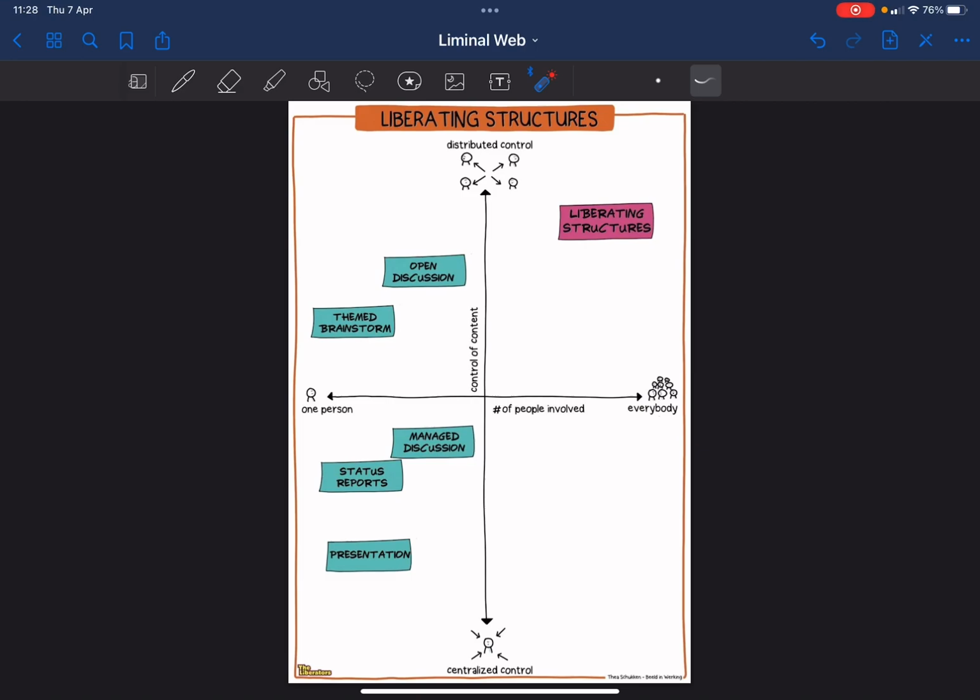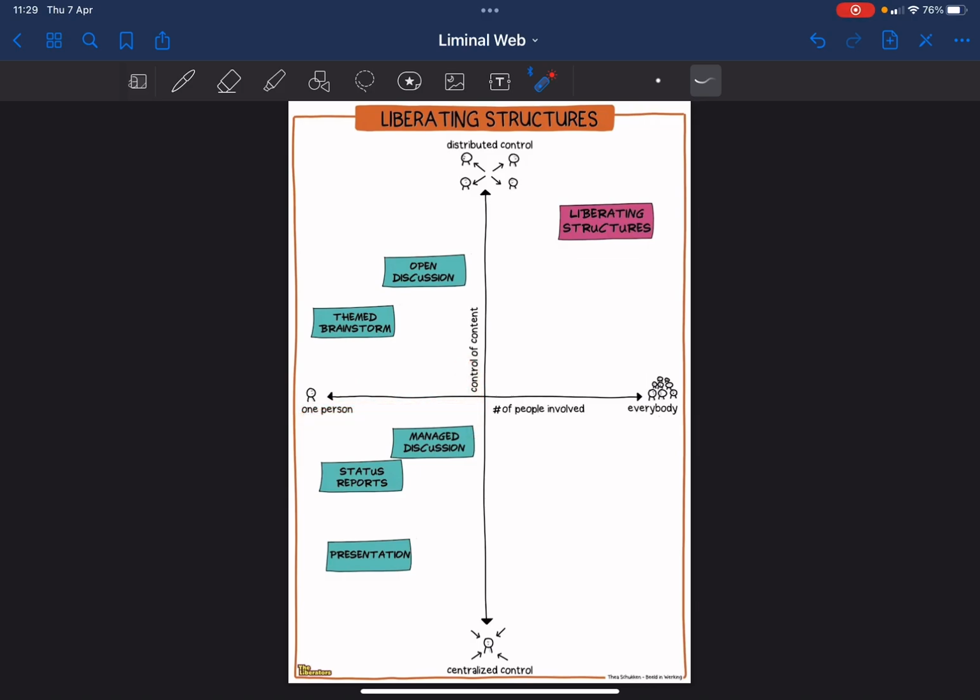If you think about all the meetings you've ever attended in your entire life, chances are good that you made use of the 5 following Stone Age meeting tools: presentation, status report, managed discussion, themed brainstorm, and open or unstructured group discussion. Now, these tools have a tendency of being on this spectrum where control over the participation in the meeting is either very centralized or distributed/absent, and the people involved are either very minimal or roughly halfish.